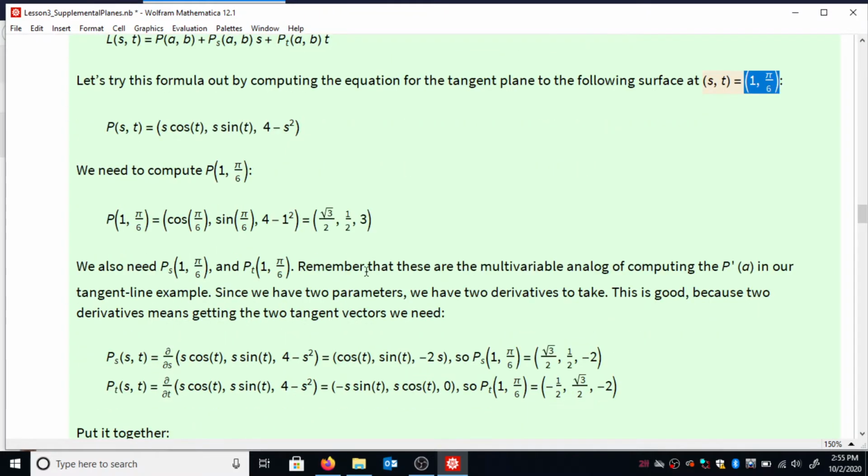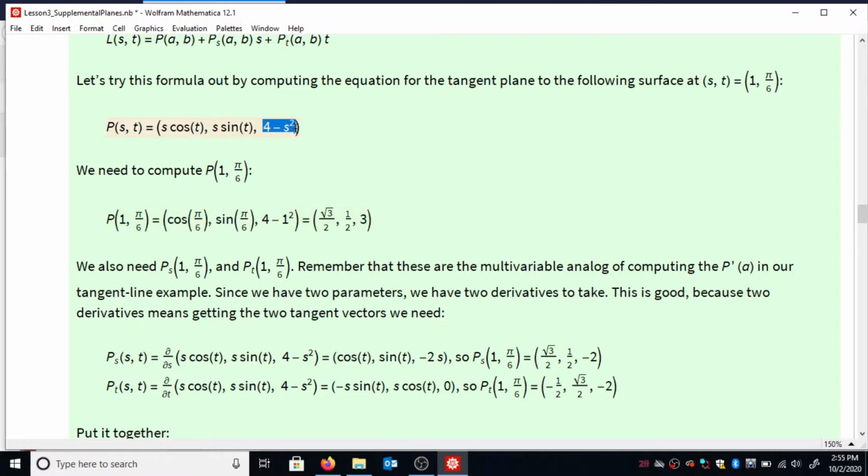Okay, well, I have to do some number crunching now, right? So I have to take the equation for my surface and plug in my point of tangency. So I'm going to take a equals 1 and b equals pi over 6 and plug it into my P of s,t. Okay, so s cosine t evaluated at 1 comma pi over 6, that's 1 times cosine of pi over 6. Same thing here, s times the sine of t, that's 1 times the sine of pi over 6.